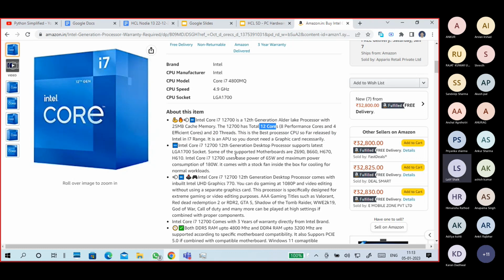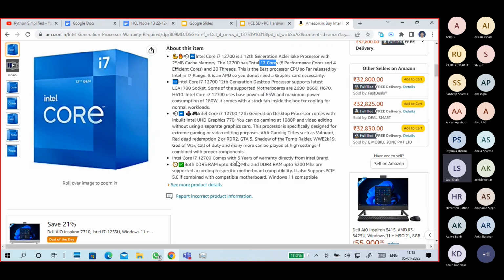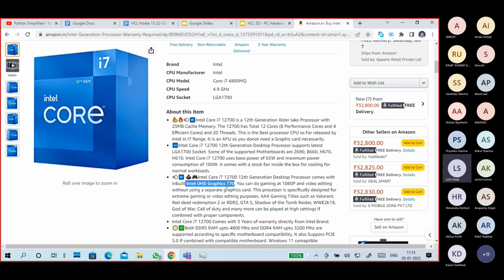Okay, and supporting RAM details we also get. What kind of RAM will it support? It will support up to 4800 megahertz DDR5 RAM, or 3200 megahertz DDR4 RAM also. Built-in graphics: the internal graphics is 770 UHD graphics.